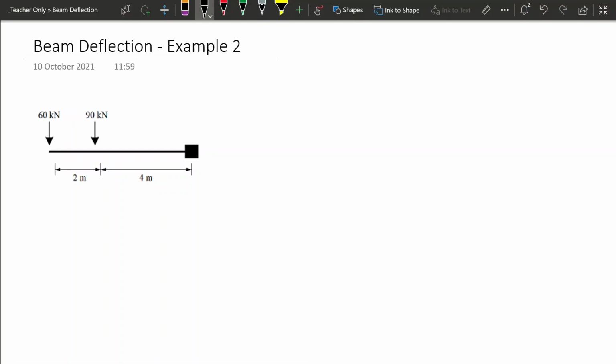Hi everyone. This video is the solution for example 2 of beam deflection. In this case, we have a cantilever that is 6 meters long, but now has two loads: one of 60 at the beginning and then a load of 90, 2 meters from the tip. Same as before, let's assume our axis goes from left to right, and therefore the first thing we need to do is write our moment equation.